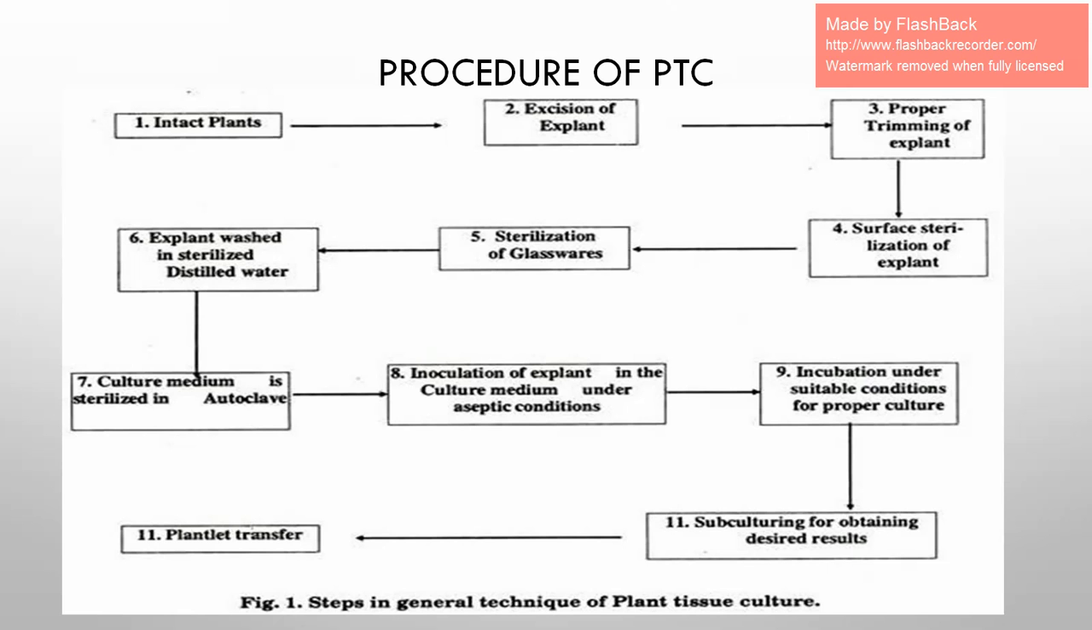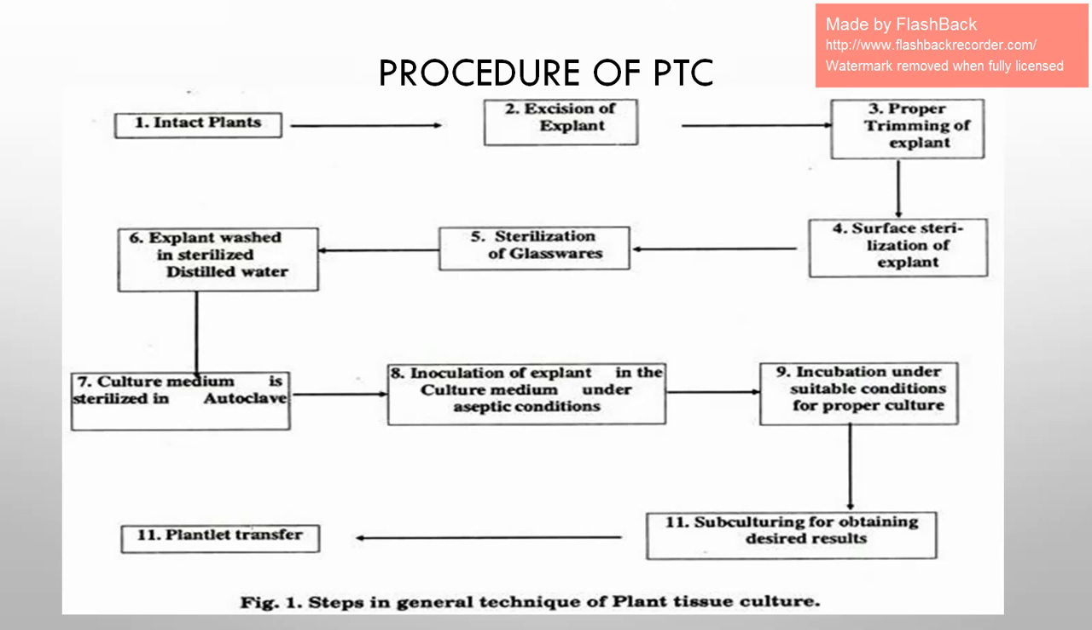In this technique we require various surface sterilants like HgCl2, 70% ethanol, and many other sterilants you can use. Then sterilization of glassware is also one necessary step involved in the plant tissue culture procedure. Then the explant is washed in sterile distilled water. After that, the culture medium is sterilized in an autoclave.